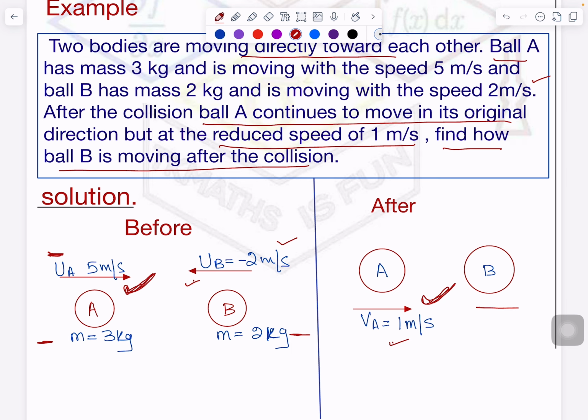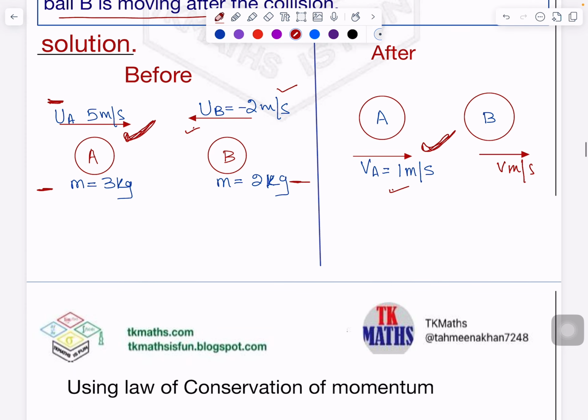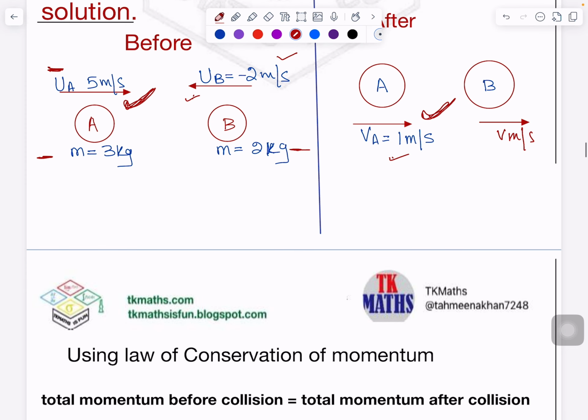So this velocity you have to find out. Okay, V meter per second. So now according to the law of conservation of momentum, I will write down the momentum before. So it will be ball A will be what? Mass into velocity plus this mass into this velocity.